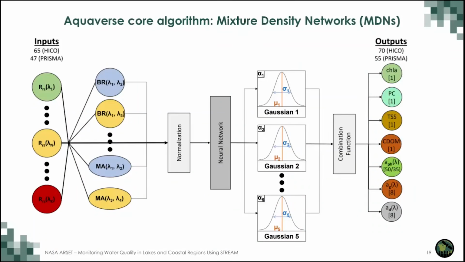We can also simultaneously estimate all of the different products that we're interested in, including chlorophyll A, phycocyanin, TSS, and CDOM, as well as the absorbing IOPs like absorption due to phytoplankton, CDOM, and non-algal particles. And again, this was for those hyperspectral instruments. So product availability depends on the spectral availability.